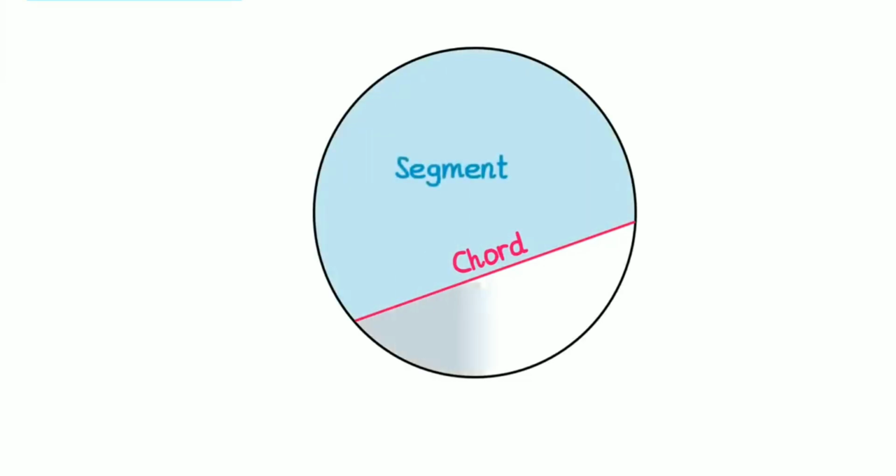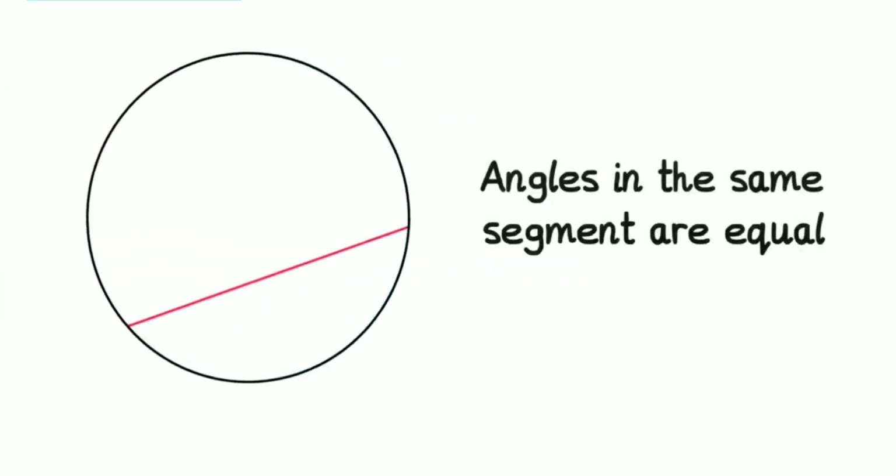When I draw a circle and a line from a point to a point, this line is called a chord. Now a chord divides a circle into two segments. This is a segment and this is a segment as well. So all angles in the same segment are equal in size.